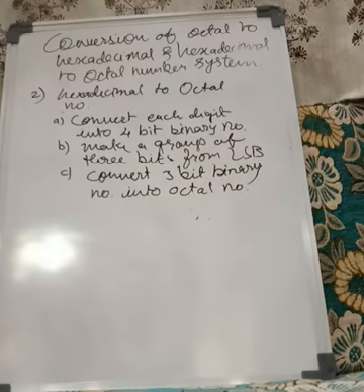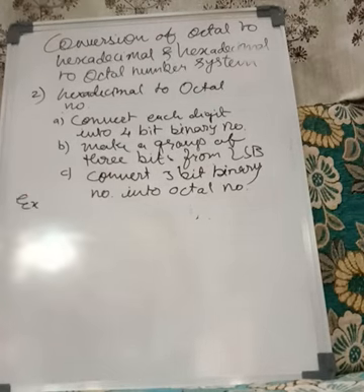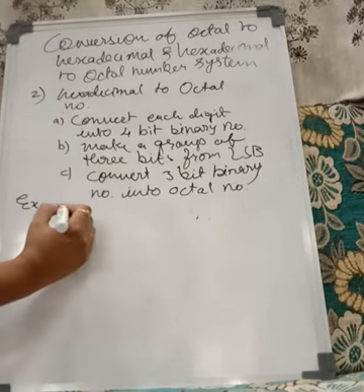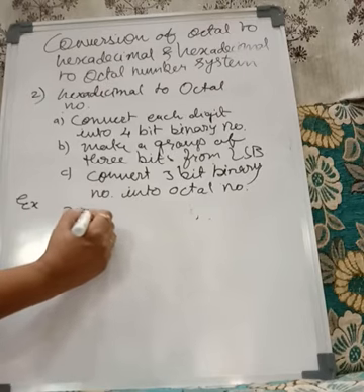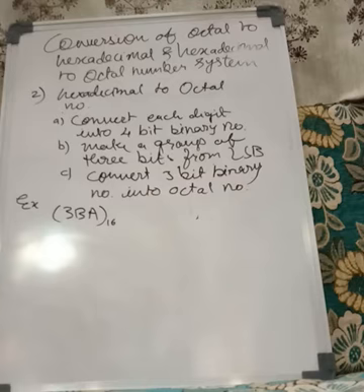Okay, so these 3 steps are required for the conversion of hexadecimal to octal number. Let us do an example so that we can understand. Suppose we have a hexadecimal number 3BA. This is our hexadecimal number, and we are going to convert it into an octal number.